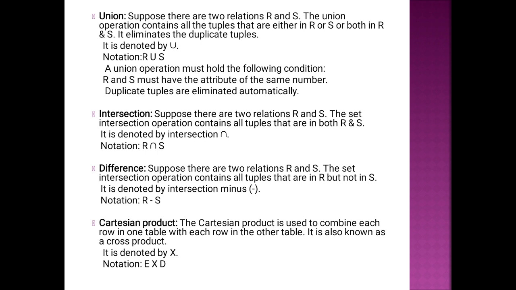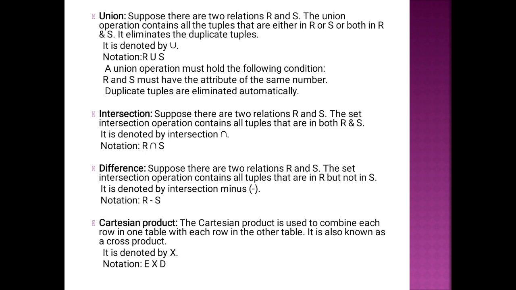Suppose there are two sets R and S. R has values 1, 2 and 3, and S has values 2 and 3. So what will be the result of R minus S? It is 1, which is not present in S but is in R. So the difference operation gives you R minus S.